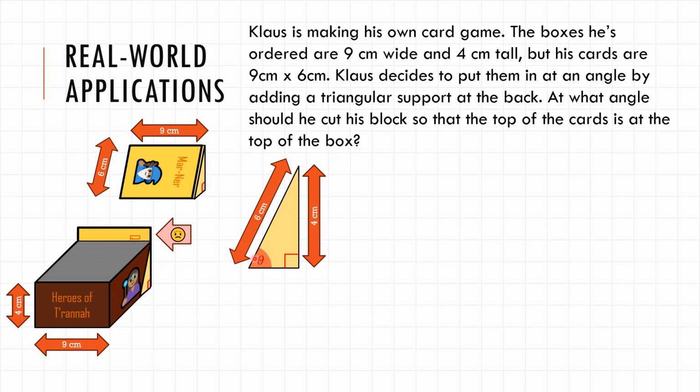But the problem is, Klaus now needs to know what is the angle that he should cut his block at. What is this angle supposed to be, so that the top of the cards is actually at the top of the box and not sticking out like this? Trig ratios can help us solve problems like this.